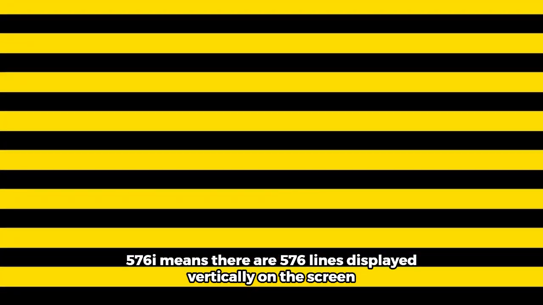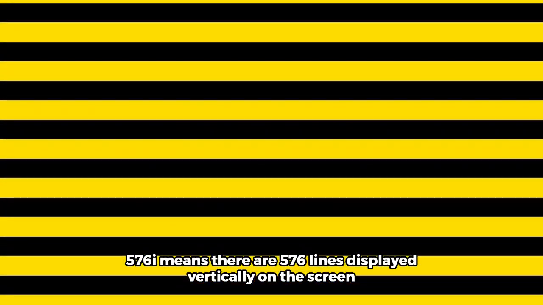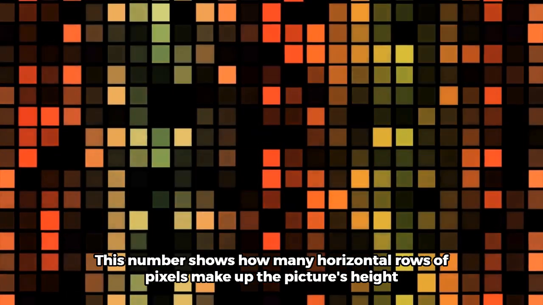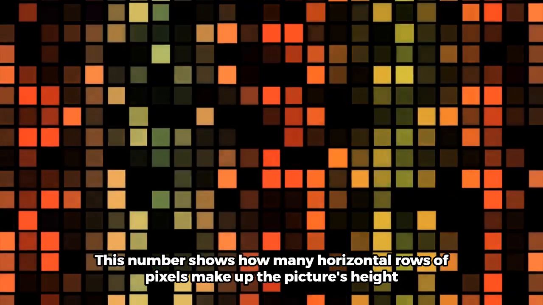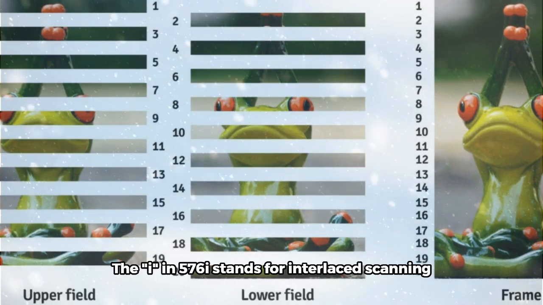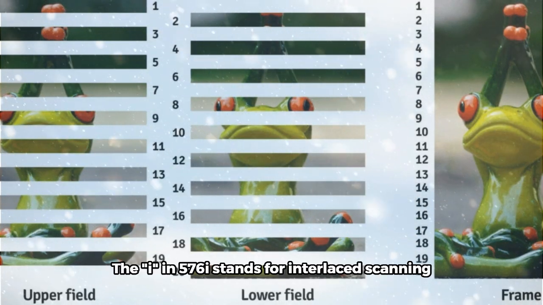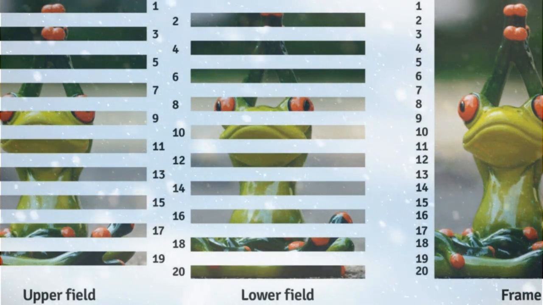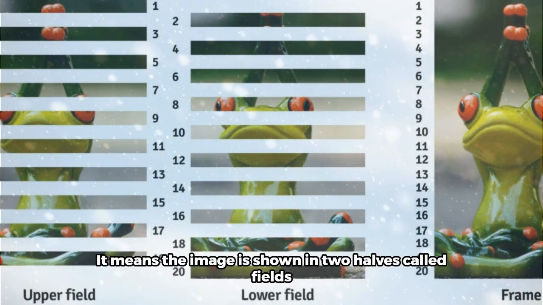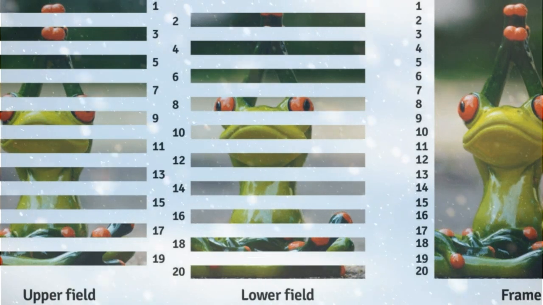576i means there are 576 lines displayed vertically on the screen. This number shows how many horizontal rows of pixels make up the picture's height. The I in 576i stands for interlaced scanning. It means the image is shown in two halves, called fields.